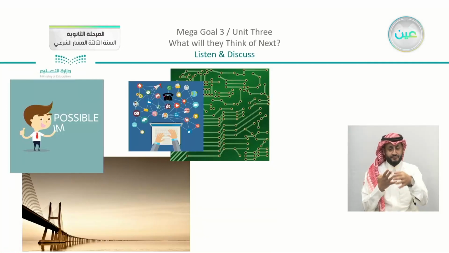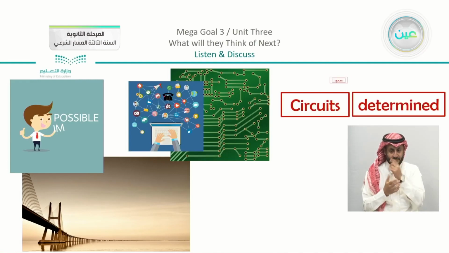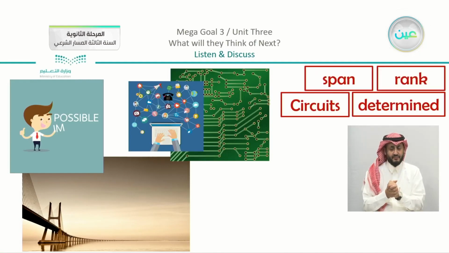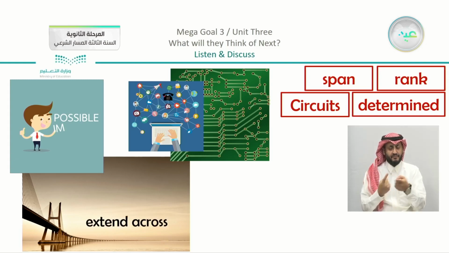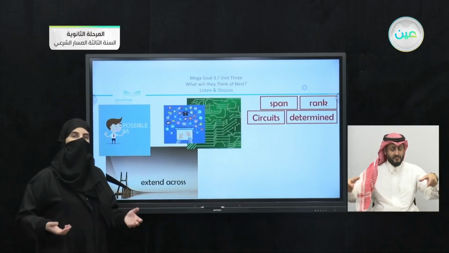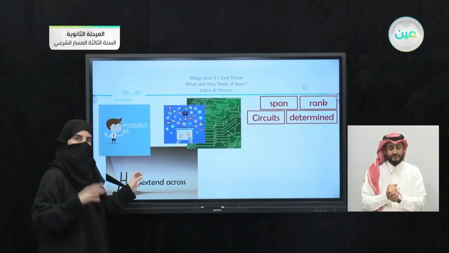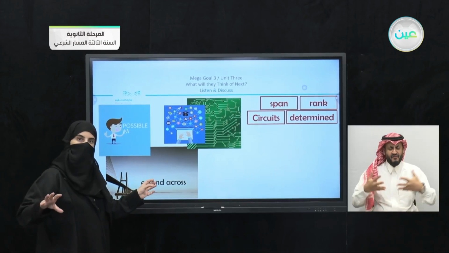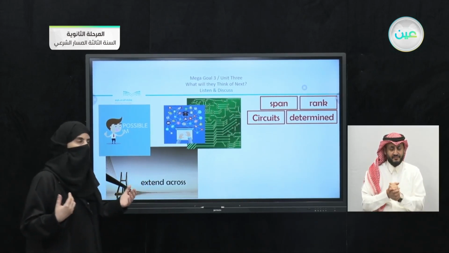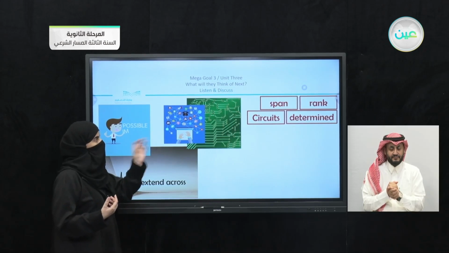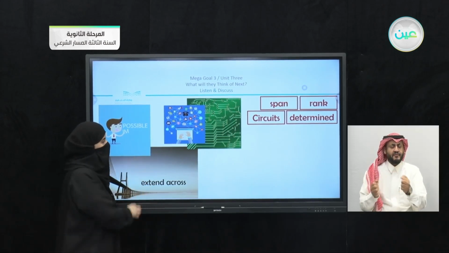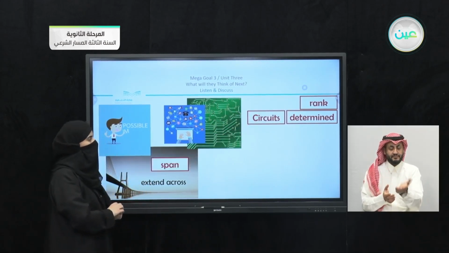Now moving on, we have the 4 words left. You can see that we have 3 pictures here. Now we're going to see what are the words left. We have here span, rank, circuits, and determined. So let's start with the first picture here. Now we say that this bridge here, do you remember when we talked about bridges and what is the idea of a bridge? It connects between one place and another. So we can say that it extends across an area to just connect between the 2 areas. Now here, what is the closest word for the meaning of extend across? Yes, if you have got it correctly, we have the word span, correct.